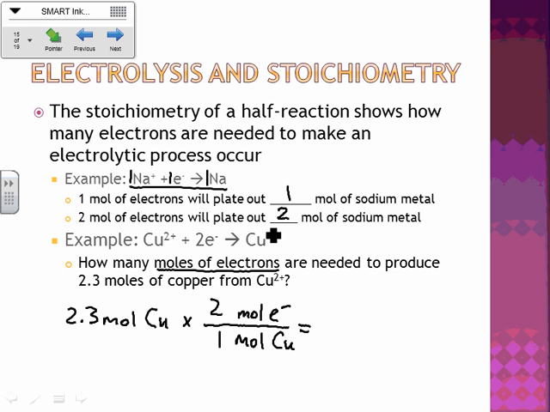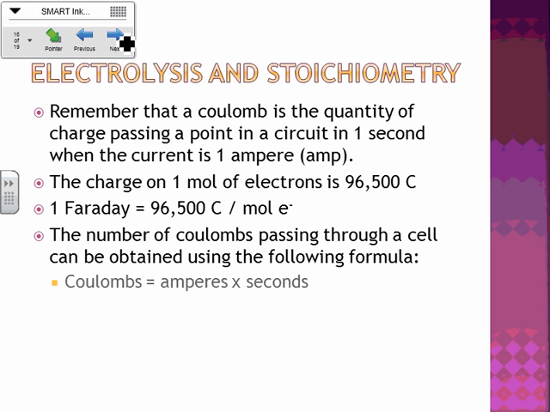So you probably didn't need to do this whole process for this, but they do get more complicated. So this would be 4.6 moles of copper. Sorry, moles of electrons. I think I've forgotten how to do stoichiometry. Okay, so it takes 4.6 moles of electrons to make 2.3 moles of copper, because it takes 2 electrons for every 1 mole of copper that we make.